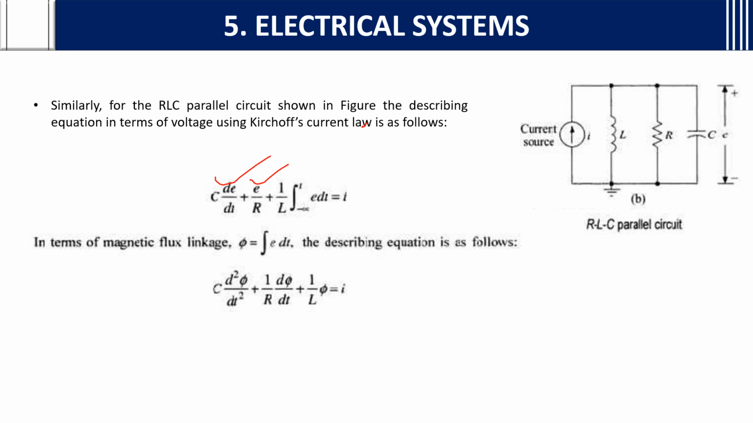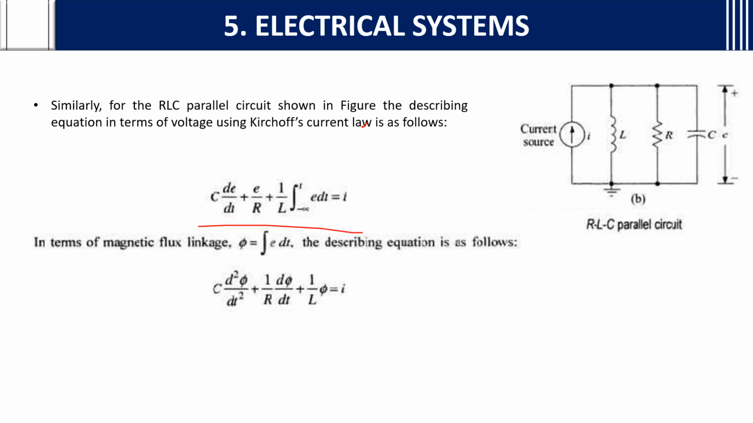So you need to remember how we write C, R and L in terms of series, and how we write C, R and L in terms of parallel. Keep this in mind. In series some of the things are reciprocal, and in parallel there are differences. In series we write L, R and 1 by C, whereas in a parallel circuit we write C into dE by dt, E by R plus 1 by L integral E dt. So you need to remember the formulas and write accordingly.